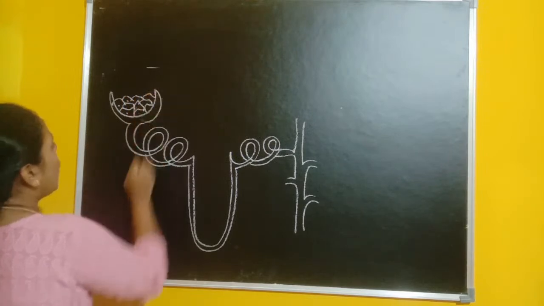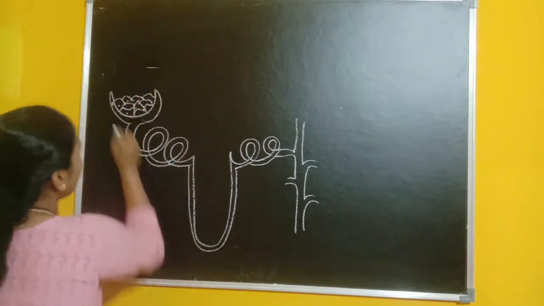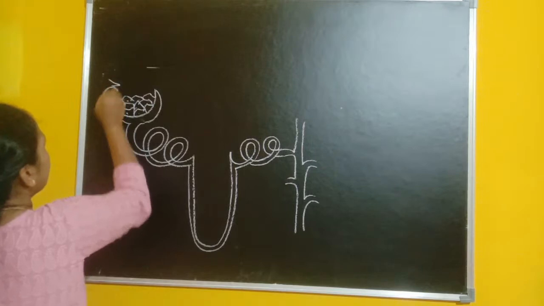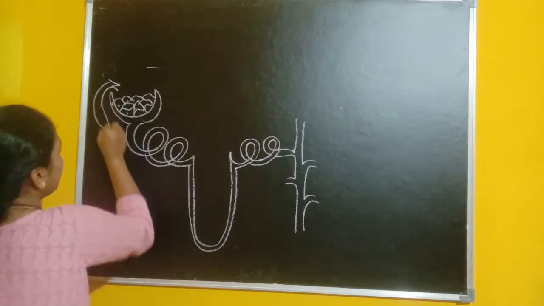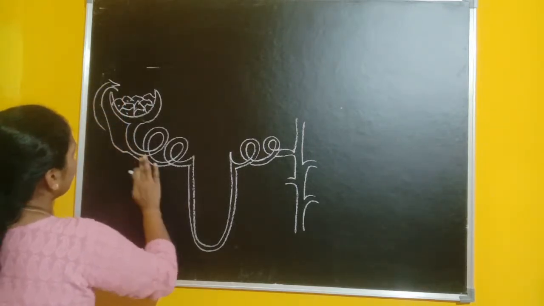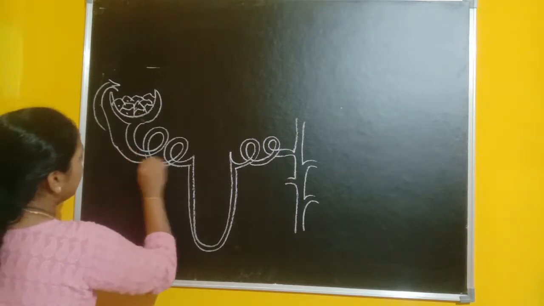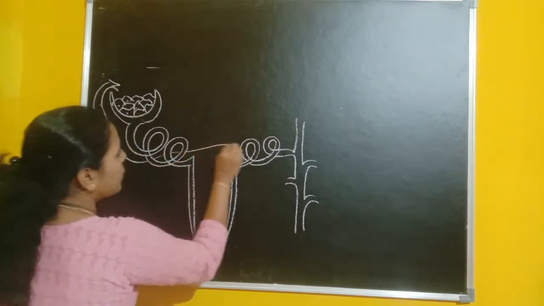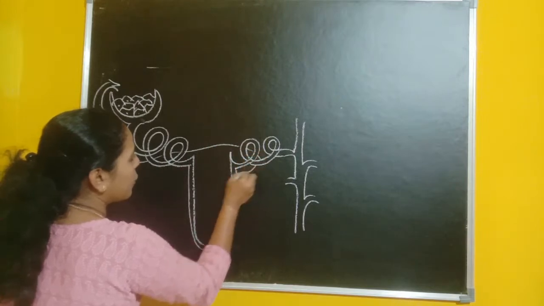So this is glomerulus, Bowman's capsule. We have renal artery here, we have renal artery, okay? You must know the structure of this, children.